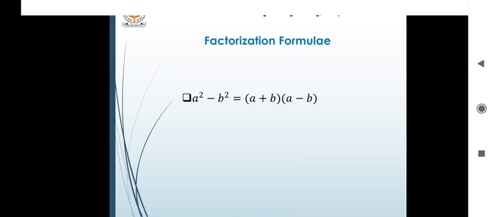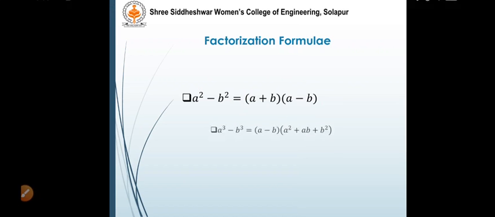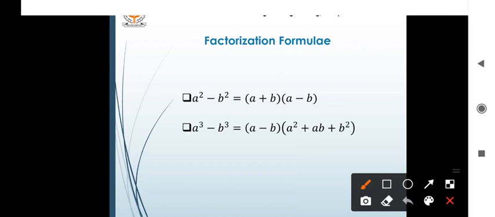So the very well known factorization formula is for a square minus b square, and the factors are a plus b into a minus b. Similarly, we can find the factors of a cube minus b cube. The factors are a minus b into a square plus ab plus b square. And here the first factor is a linear factor, which is a minus b, and this is a quadratic factor.